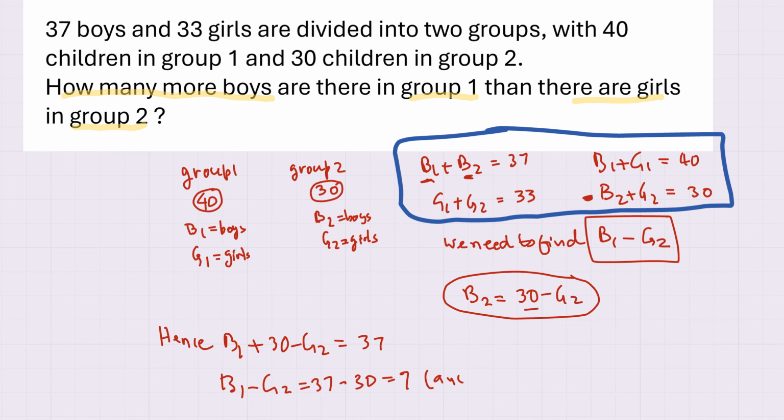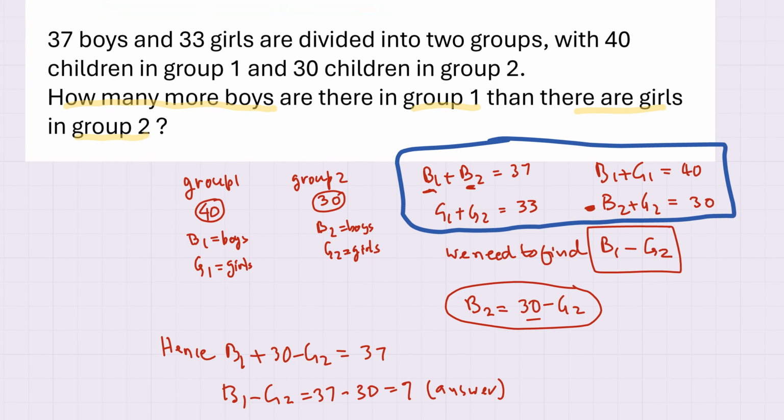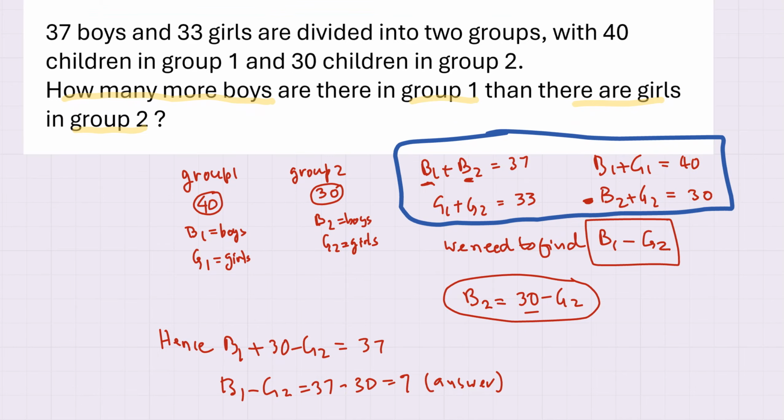So that's the answer really, because the question once again is how many more boys there are in group 1 than there are girls in group 2. So there are 7 more boys.